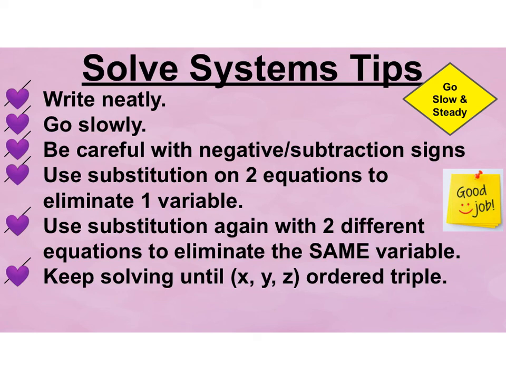So, more tips. Make sure you're writing neatly. Go slowly. Be careful with negative and subtraction signs. Use substitution on 2 equations to eliminate one variable. Use substitution again with 2 different equations to eliminate the same variable. It has to be the same. Keep solving until you get x, y, z, and write that as an ordered triple.